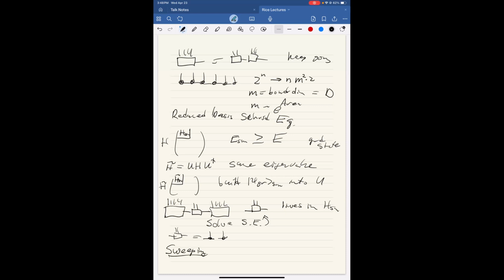Where it simply involves taking these 2 sites in the center and moving it back and forth. Location of the 2 sites. Okay, so what do we have? So this is essentially the DMRG algorithm.